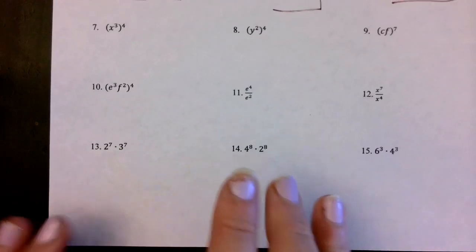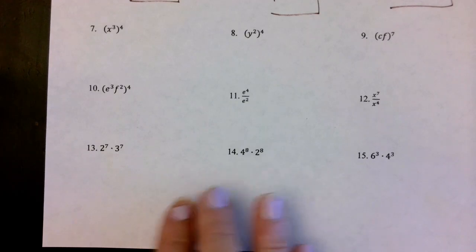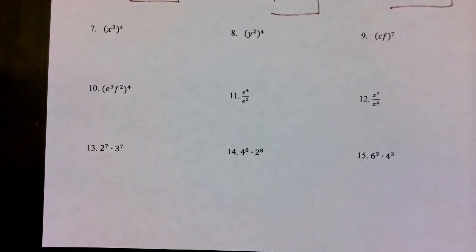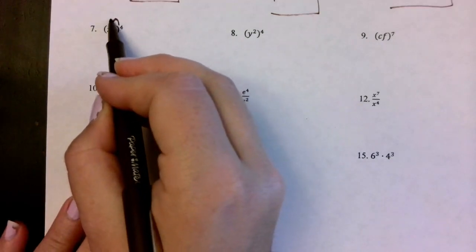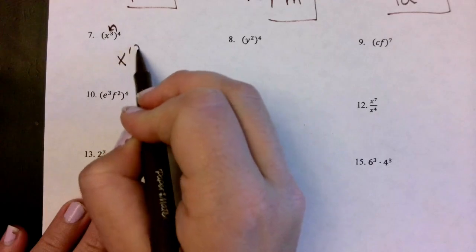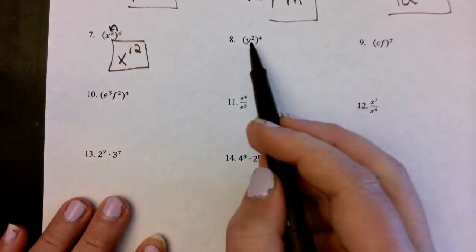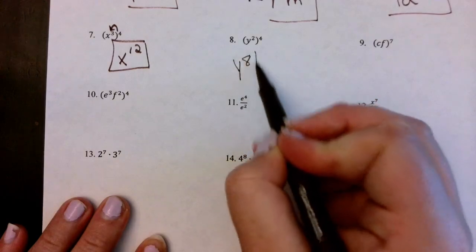Alright, in number 7, 8, and 9, we are looking at the product rule, power of a product rule. You don't need to know the names, you just need to know how they work. I just multiply that exponent in, so 3 times 4 is 12. 2 times 4 is 8.